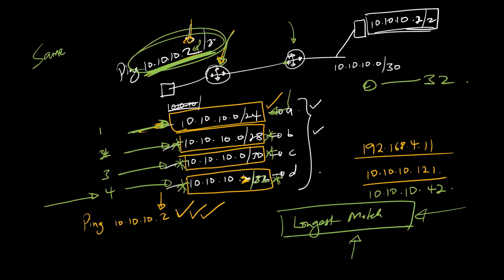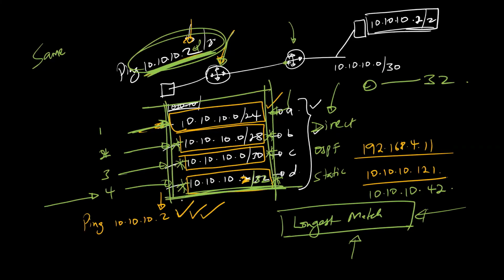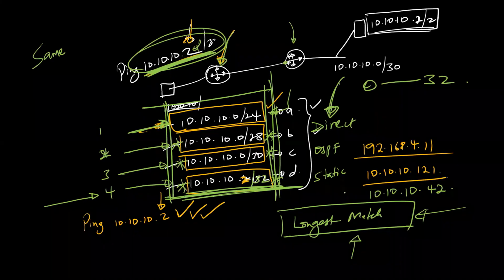It doesn't matter whether this one was learned through static, this one OSPF, and this one direct. It will choose the longest match first before it looks at the preference. Are we together? Now, if the match is the same, if the net mask length is the same, now it will look at the what? At the preference. If the preference is the same, now it looks at the what? At the cost or metric.